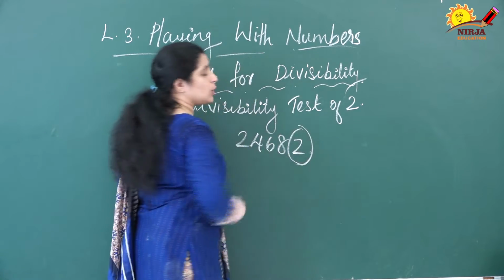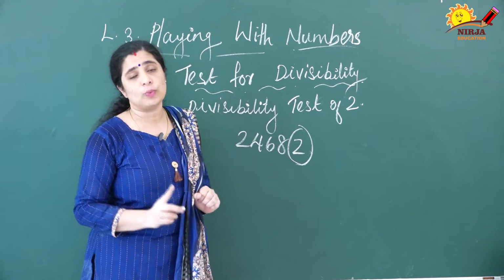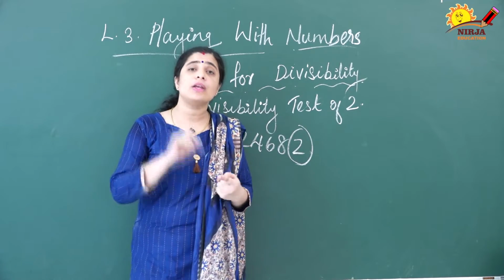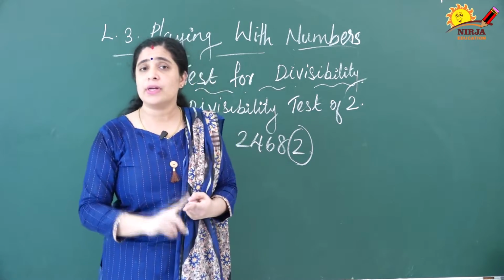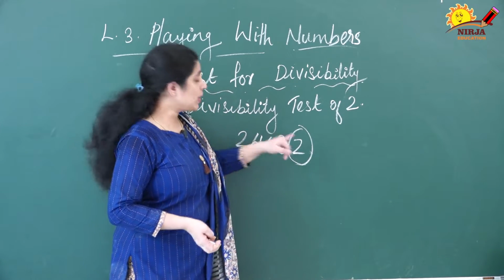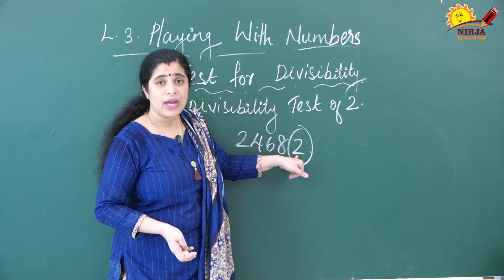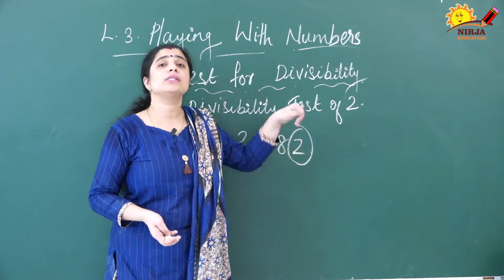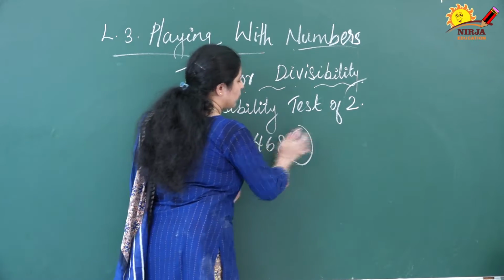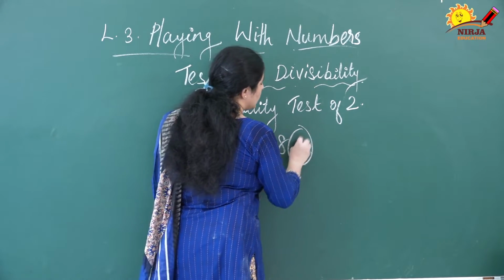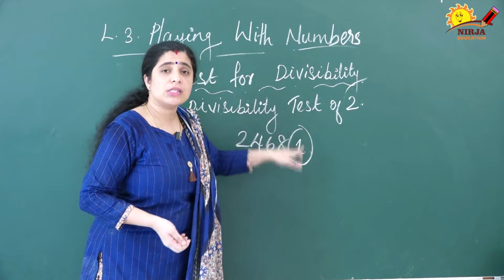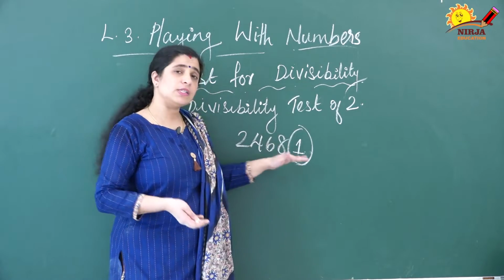Which number is there in ones place? It is 2. You have to check whether the number in ones place is even or odd. If the number is an even number, then this number is divisible by 2. You can see that here it is 2. That means this number is divisible by 2. Suppose instead of 2, if you are having 1 here, then you know that this is not an even number, this is an odd number. So this number is not divisible by 2.